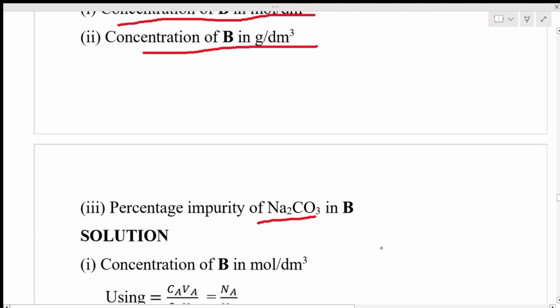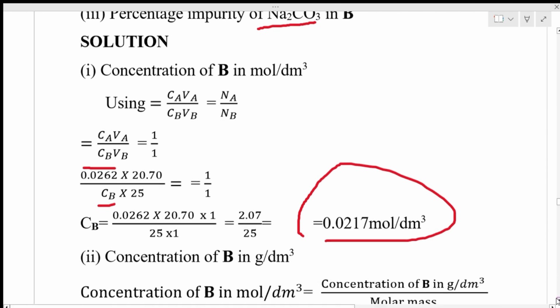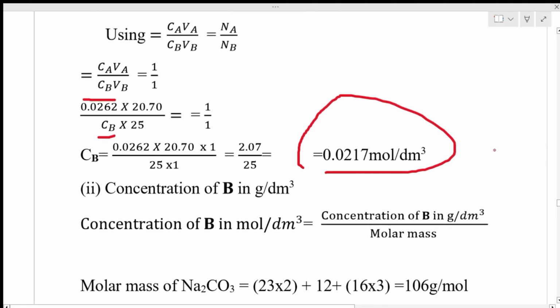The first one, question number 5, talked about percentage purity. This one is talking about percentage impurity. Alright, let's see the method to use. Let's use Kava first, because you are looking for the concentration of B in mole per dm³. We already have the concentration of A in mole per dm³. So when we substitute, we will have 0.0217 mole per dm³ of B.